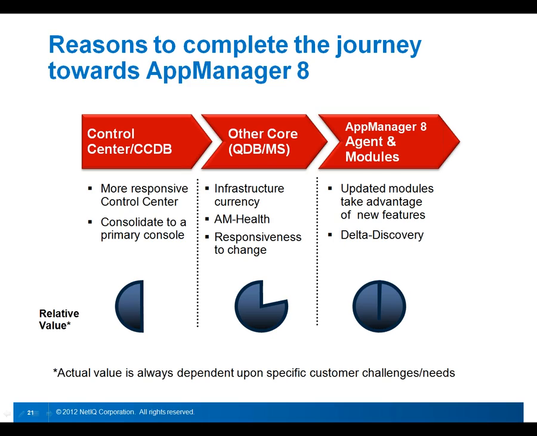So once you have done Control Center and your users get the new UI and they're all happy and settled, you can move on with updating the remaining QDBs. And when you do that, you get also some improvements in the QDB to give you more performance in terms of communication between QDB and agent and Control Center. But also you get the AM Health feature. It's one of the big features you get in here with that update.